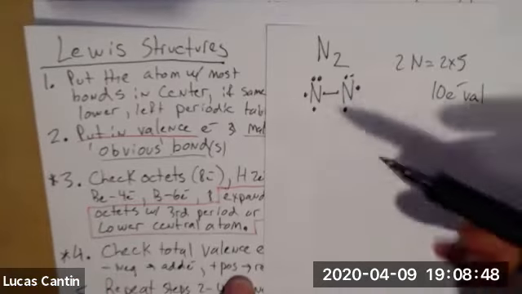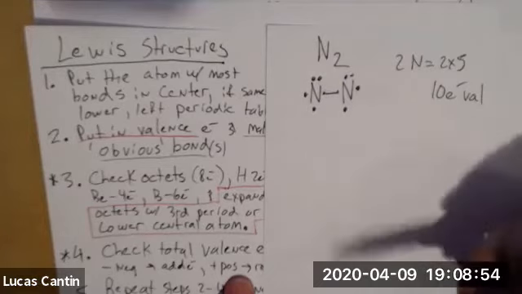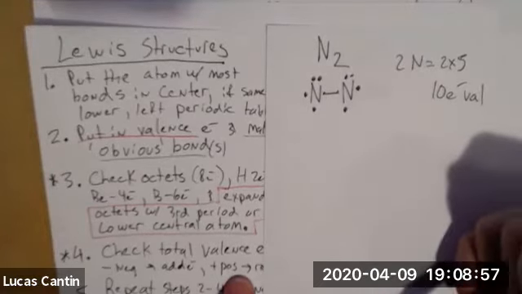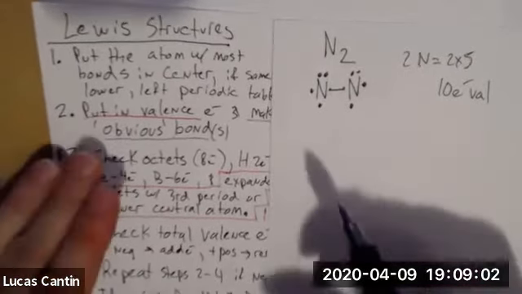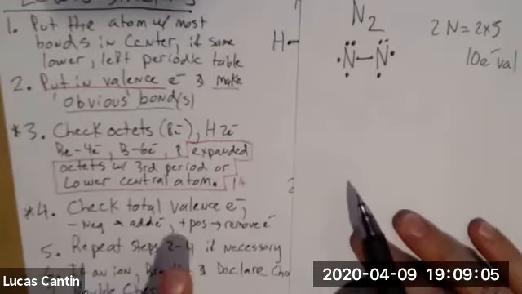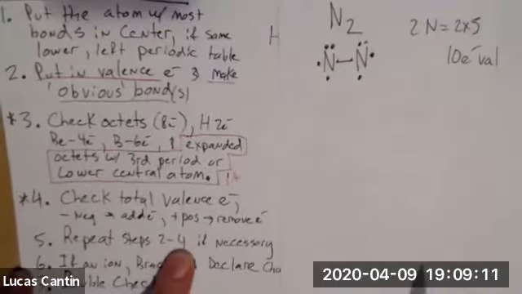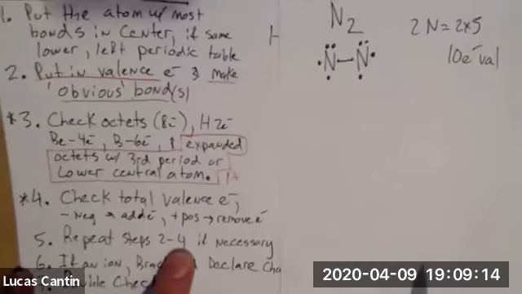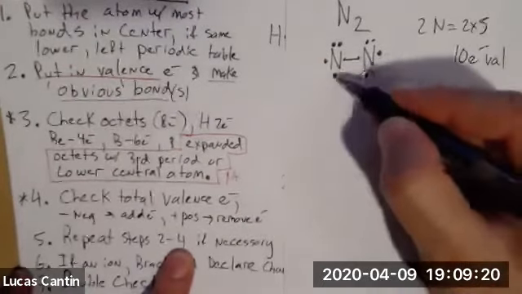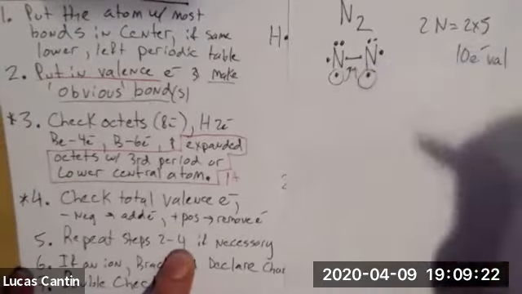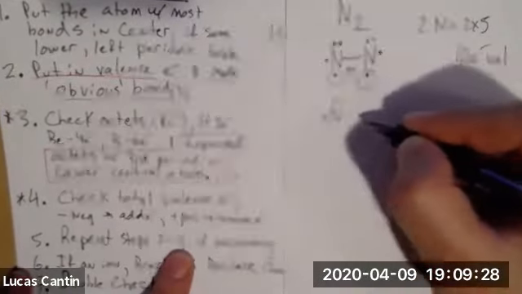So how many do I have in the structure? To me, it looks like 10. If I look, each nitrogen has 4 dots. That's 8 dots. And then there's a stick in the middle, which makes 10. So I can't add any and I can't take any away, and my octets are not satisfied. So now I'm going to invoke step 5. I'm going to repeat steps 2 to 4 if necessary, which means I need to make more bonds. So what I'm going to do is take an electron here and take an electron here and put them in the middle. And make a bond. So then my structure becomes like this.